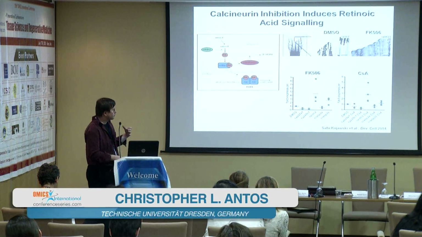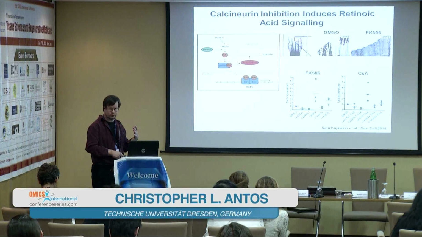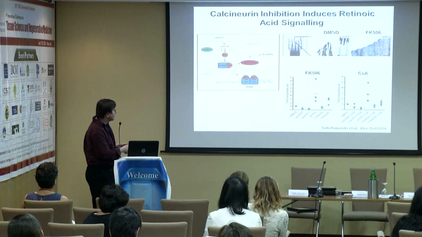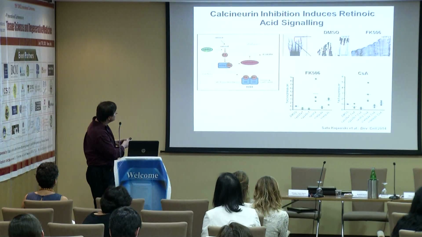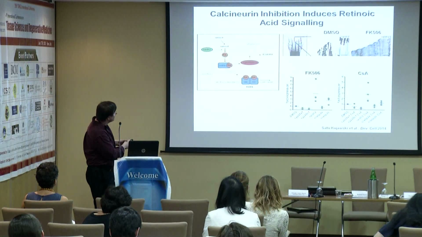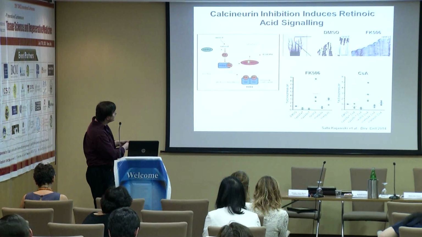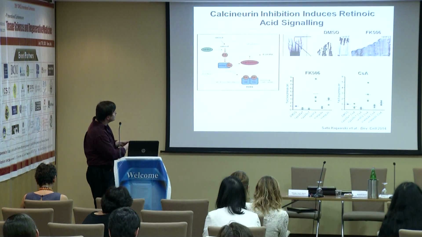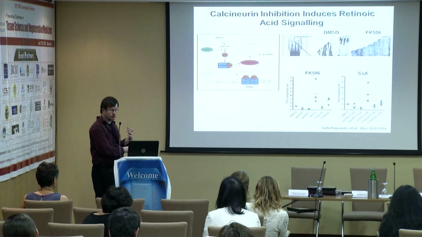So then we looked at retinoic acid signaling in the regenerating fins after calcineurin inhibition, and we looked at the various factors that are involved in synthesizing retinoic acid from retinol, interacting with retinoic acid either to deliver it to the retinoic acid receptors, or it can be catabolized by retinoic acid CYPs, which basically turn it into hydroxyretinoic acid where it's no longer functioning.